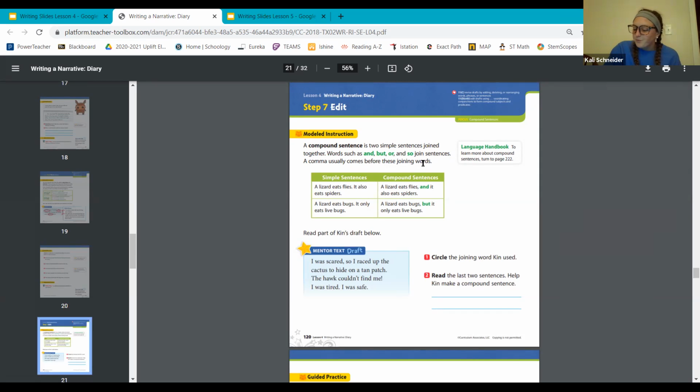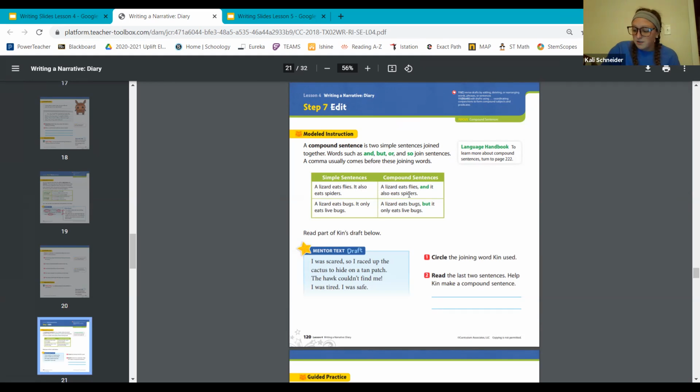All right. So we're going to go ahead and look at the first examples and look at what is going to combine them. So here are simple sentences. That's what we call two simple sentences that are just short and to the point, right? So a lizard eats flies. It also eats spiders. Can we combine those? Well, both of the sentences here are talking about what lizards eat. So we definitely could combine them and make it a compound sentence. So let's read what they put for us. A lizard eats flies, comma, and it also eats spiders.